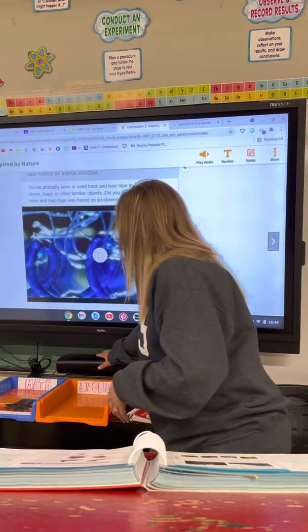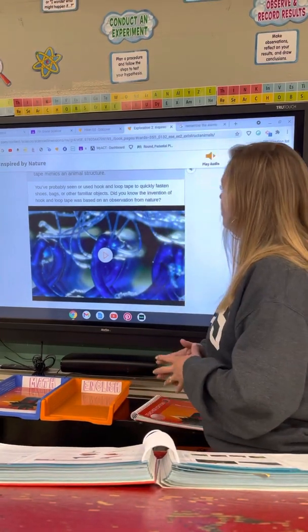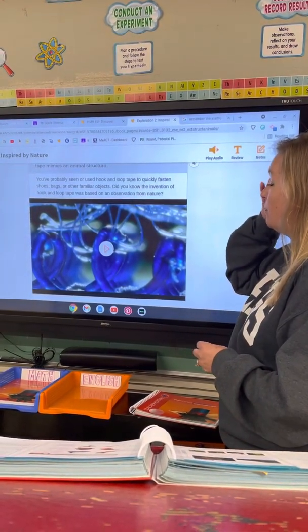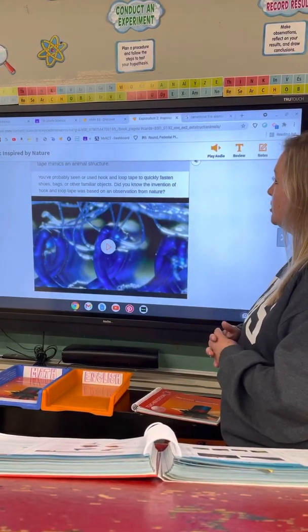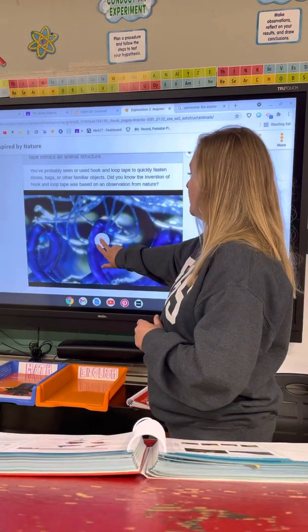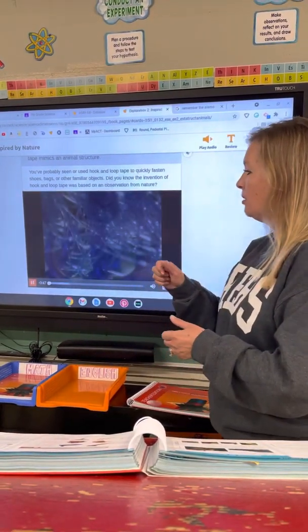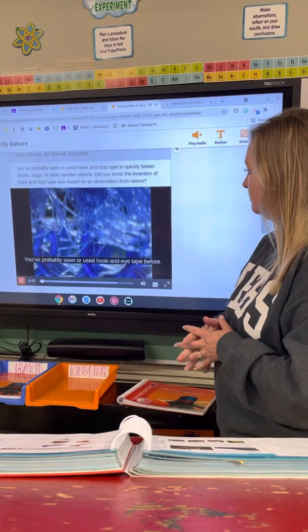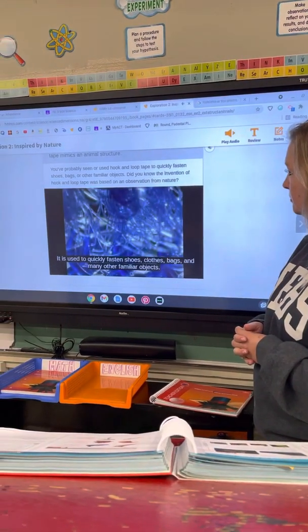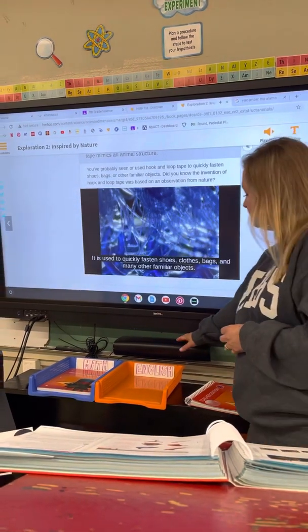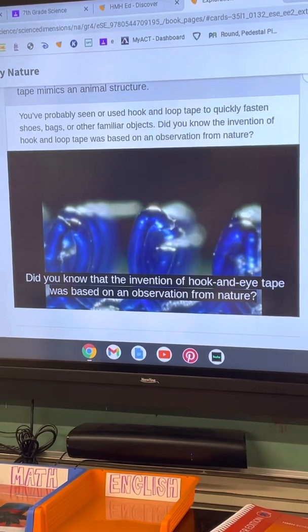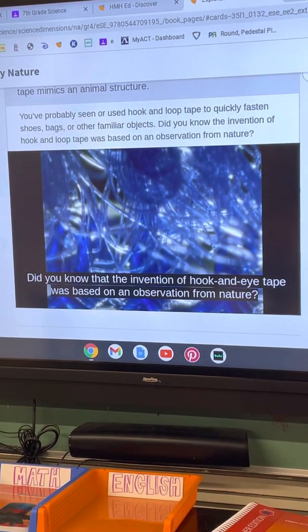You've probably seen or used hook and loop tape to quickly fasten shoes, bags, or other familiar objects. Did you know the invention of hook and loop tape was based on an observation from nature? Now, when we talk about hook and loop, this is like Velcro. People used hook and loop tape before. It was used to quickly fasten shoes, clothes, bags, and many other familiar objects. Did you know that the invention of hook and loop tape was based on an observation from nature?